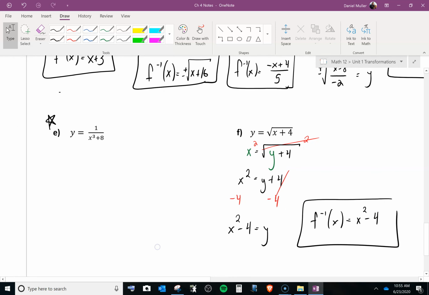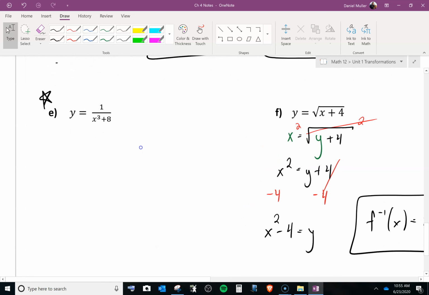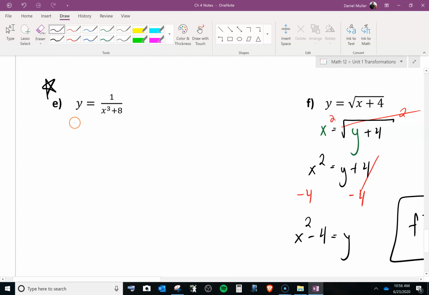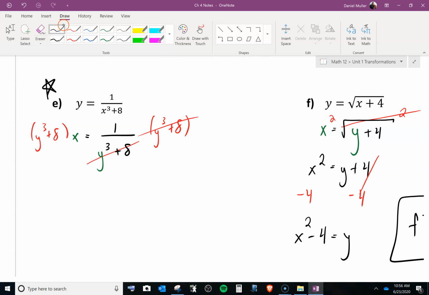Now let's take a look at y equals 1 over x plus 3. So I'm going to make that an x, and I'm going to make that a y. Y cubed plus 8. Now, what makes this one more difficult is because there's something on the numerator, but you can just bring this thing up onto this side. So algebraically, what you end up doing is multiplying both sides by y cubed plus 8. Multiply this side by y cubed plus 8. And that, on the numerator and denominator, will cancel.